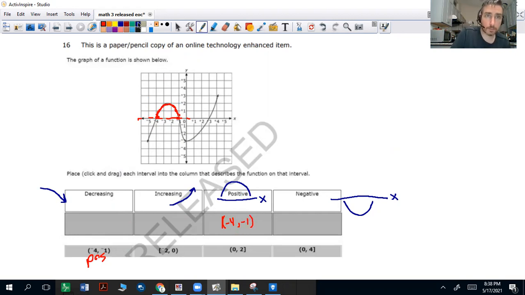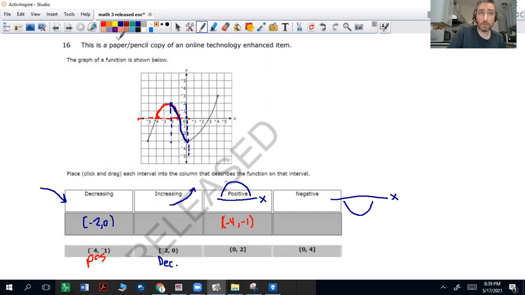Let's look at the other intervals. -2 to 0. -2 is here, to 0, x as 0, not y. So -2 to 0 is between -2 and 0 on the x-axis. Now that entire graph, part of it's above the x-axis and part of it's below, so it's neither positive nor negative, but the whole thing is going down. Okay, that is a decreasing interval. It's going down as it goes to the right. So -2 to 0 is decreasing.